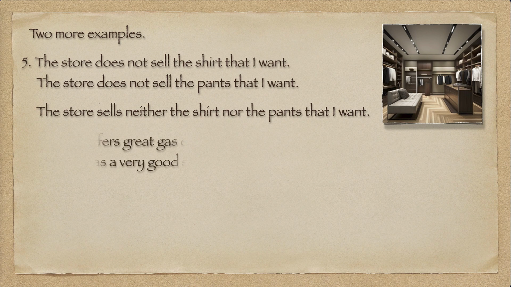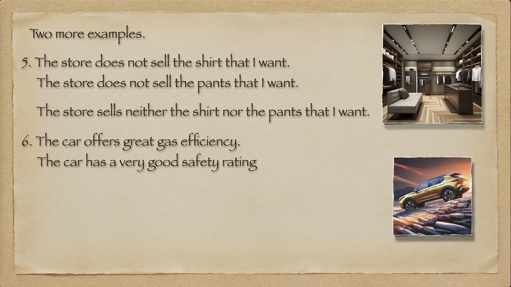Let's do another. The car offers great gas efficiency. The car has a very good safety rating. Well, we're going to use the form not only but also here. It's not the only way you could do this, but we're going to use that kind of correlative conjunction here. We've used neither nor and either or so far, so we're going to use not only but also here. But again, we want to keep the same ideas.